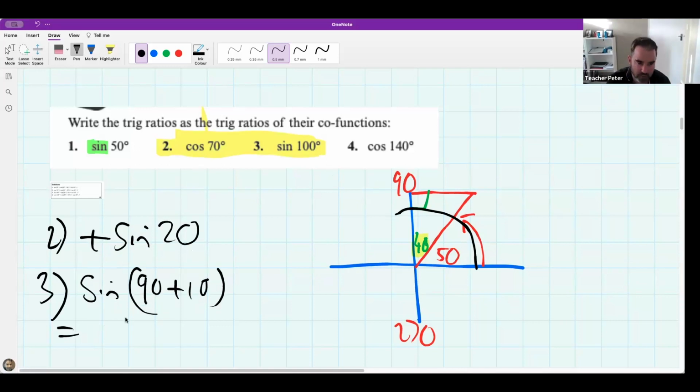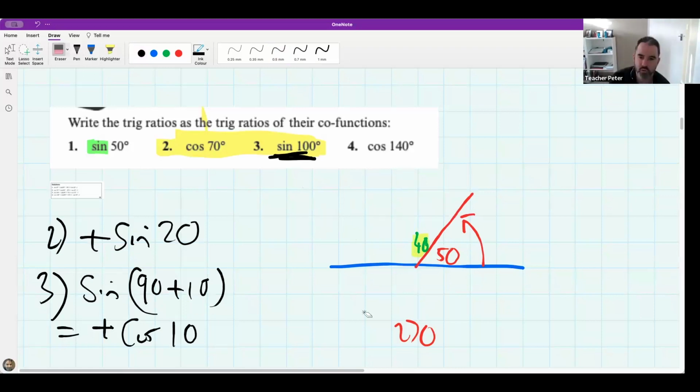But luckily, sine is positive in that quadrant. And so because sine is positive, this stays positive. I change this to cos, and I get plus cos 10. Whether it's positive or negative comes from the original item. And luckily, in quadrant 2, sine is positive, which is where sine 100 is.